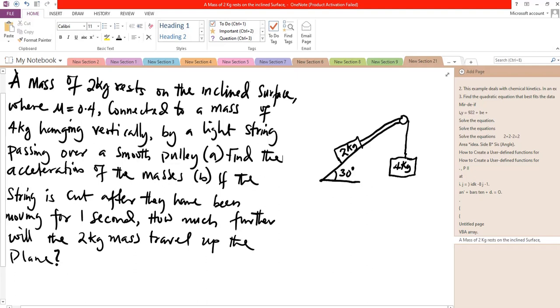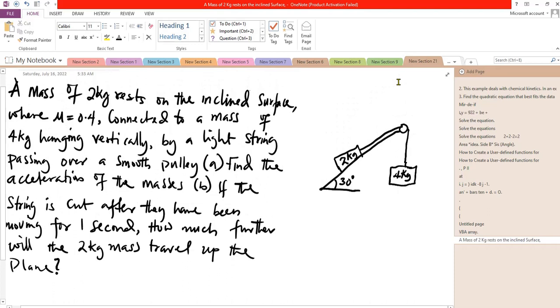A mass of 2 kilograms rests on the inclined surface where the coefficient of friction is 0.4. It is connected to a mass of 4 kilograms hanging vertically by a light string passing over a smooth pulley. Now they say, find the acceleration of the masses. B. If the string is cut after they have been moving for 1 second, how much further will the 2 kilogram mass travel up the plane?